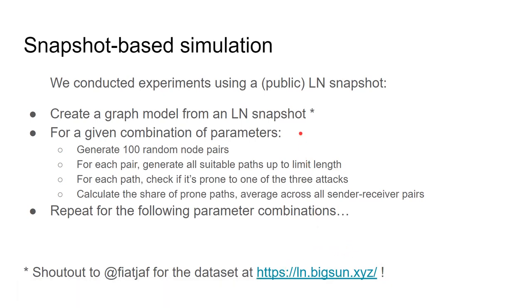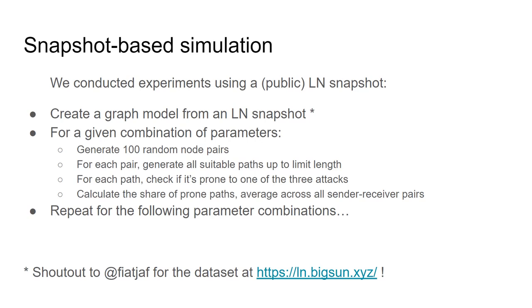Thanks a lot. So for a given combination of parameters, we create 100 random pairs. This would be a sender and a receiver. And for each pair, we generate all paths that are at least theoretically suitable for this payment amount, so only containing channels with capacity larger than or equal to the payment amount. And for each such path, we check whether it's prone to one of our attacks or not. Each of the three attacks, we define as a kind of template, a kind of pattern on a path, and we check each path against this pattern.